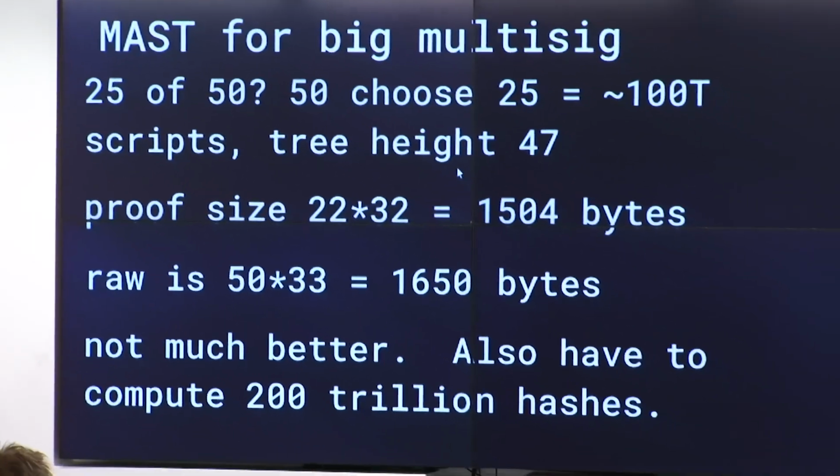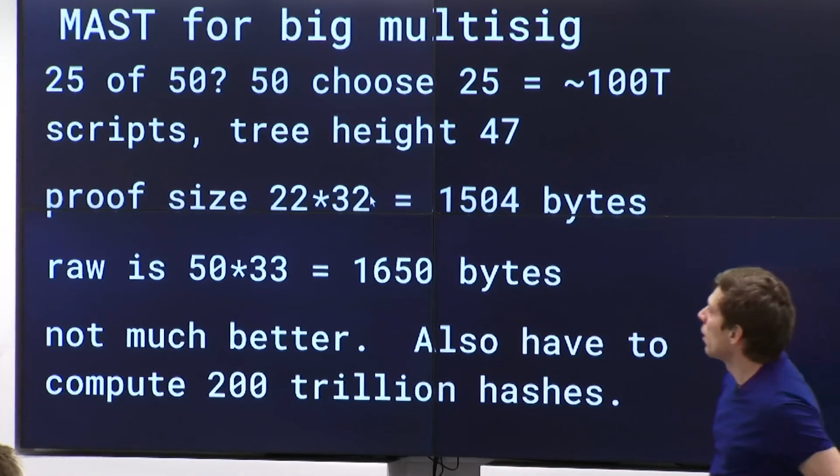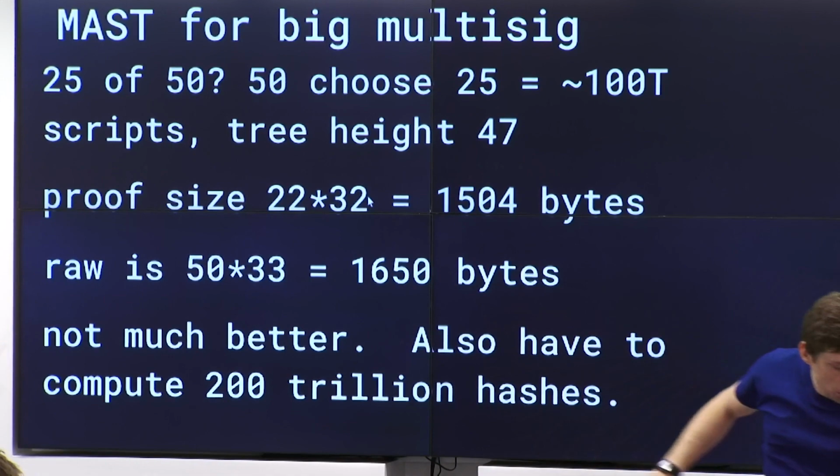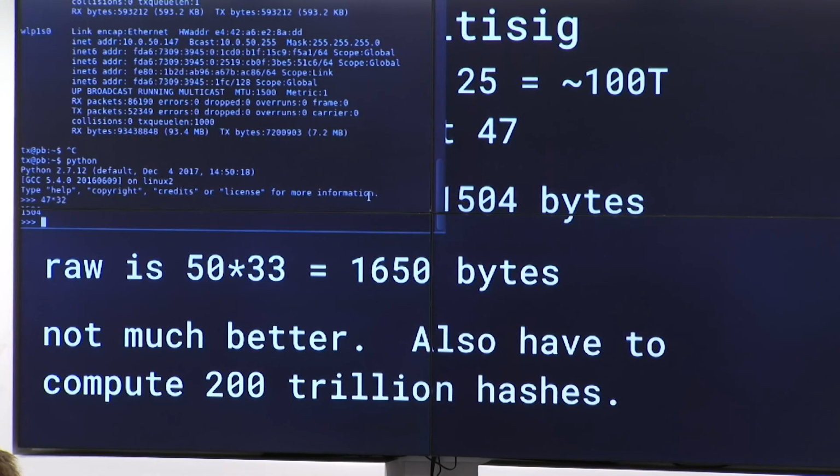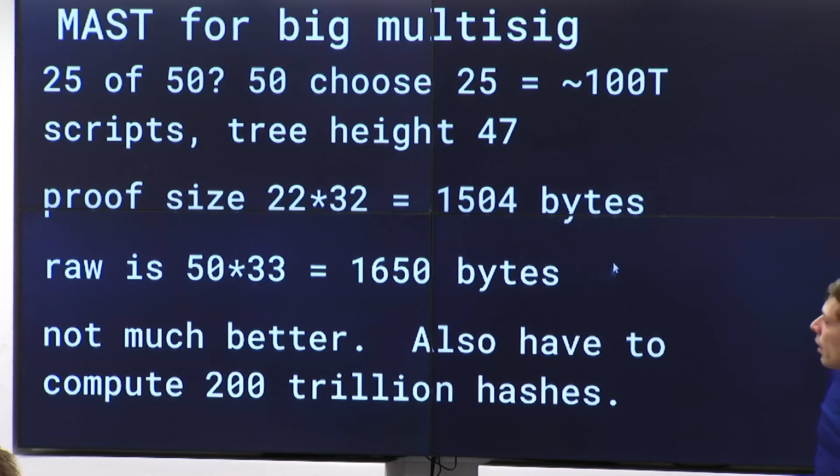I left, for some reason I had 22 there. Sorry, I'll fix that. But that is correct. Yeah, 1504. So 1.5K, whereas the raw would still be 1,650. These are about the same. This is not a great space savings, right? Your proofs are huge. In fact, I would say it's not only not much better, it's worse, right?